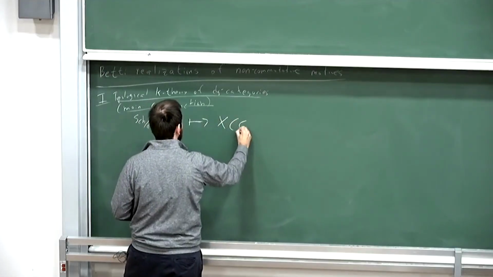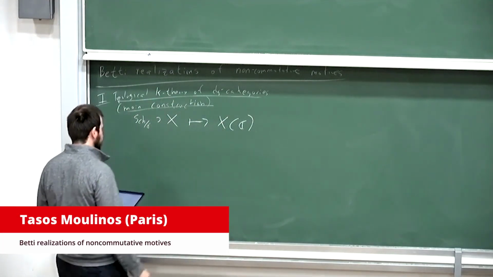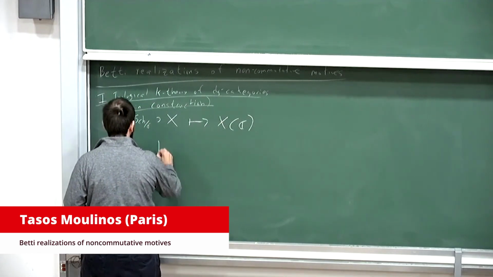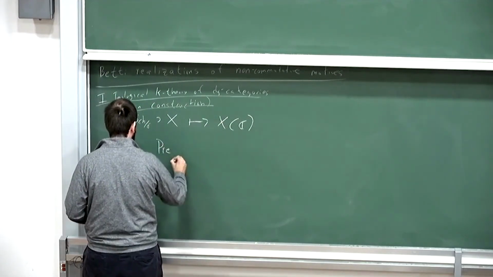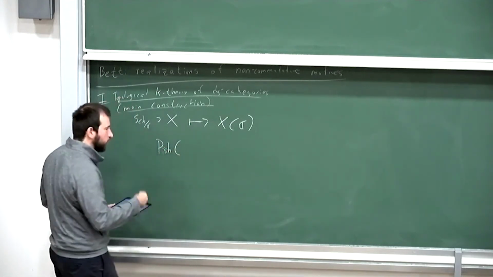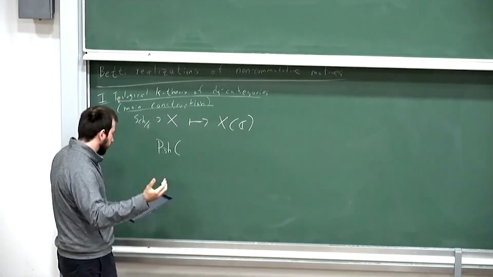Its topological space of complex points, right? And then you can left Kan extend this. Now we can work with presheaves. So anytime I say presheaves, I mean simplicial presheaves. I'm kind of working in the infinity category context.